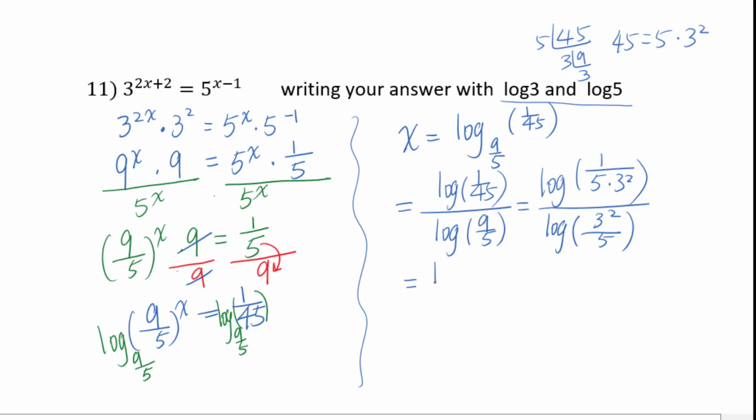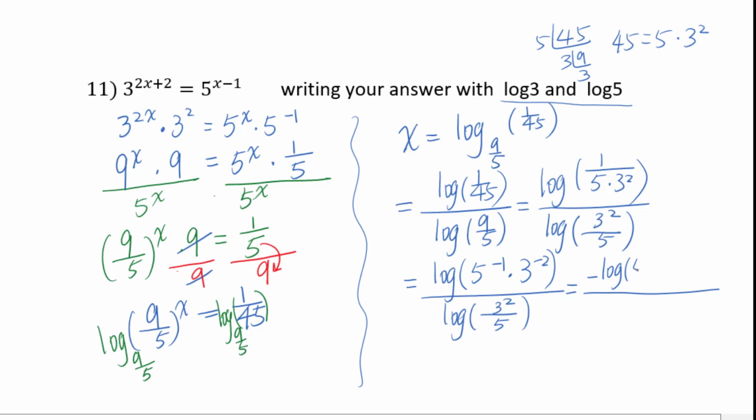Then for the top, we can write down log of 5 to the negative first power times 3 to the negative second power over common log of 3 squared over 5. Then we expand the log. Negative 1 times common log of 5 minus 2 times common log of 3. For the denominator, 2 times common log of 3 minus common log of 5.